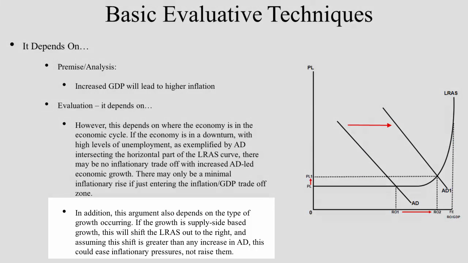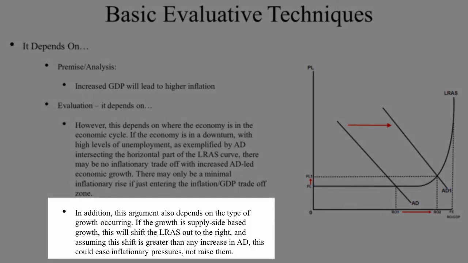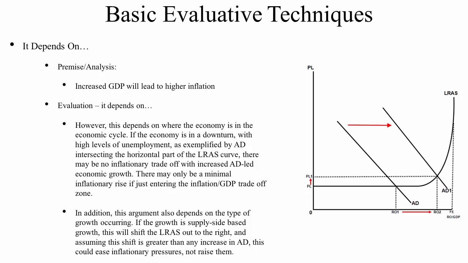Our second example is also saying that it depends on the type of growth that's occurring. Obviously, there's demand-side-led growth and supply-side-led growth. The premise of the analysis is that it's going to be demand-led growth that causes the higher inflation, but in your evaluation, you just say, well, it depends on the type of growth, and if it's supply-side-led growth, assuming that the shift out in LRAS is greater than the shift out in AD, then this could ease inflationary pressures, not cause them to rise. So then again, we can see what the "it depends on" rule means and how it works.